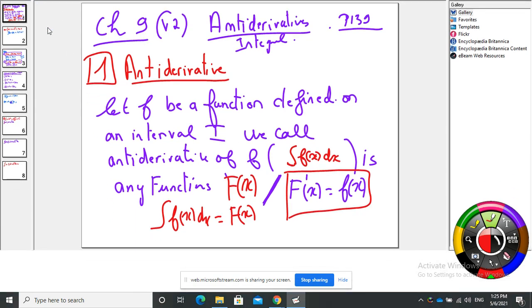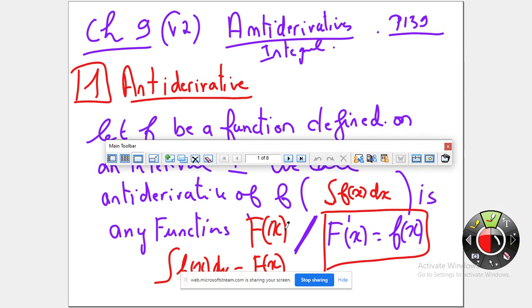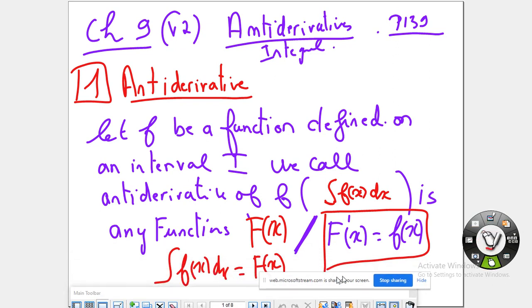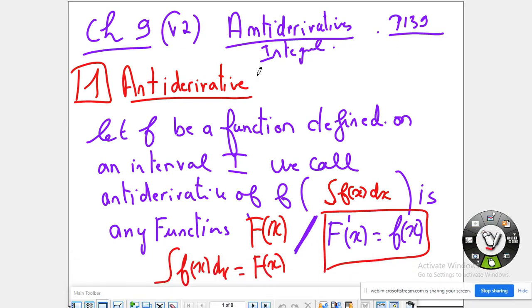Our chapter is chapter 9 in volume 2 book. It is about antiderivative. What does antiderivative mean? It's what we also call integral. It's the inverse step of the derivative. It means I have the answer of the derivative.